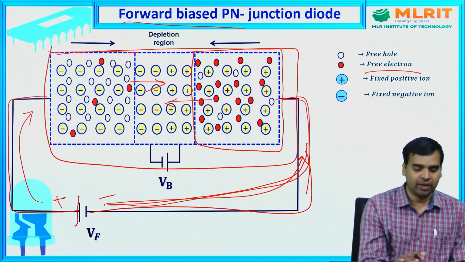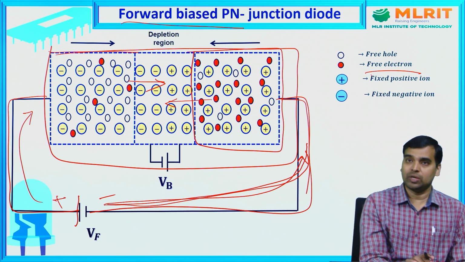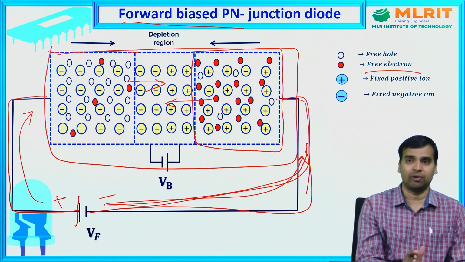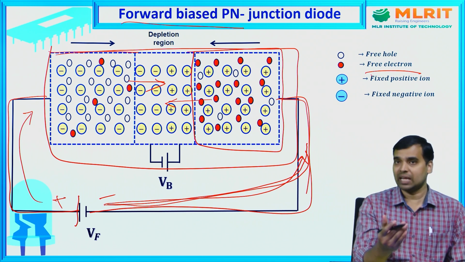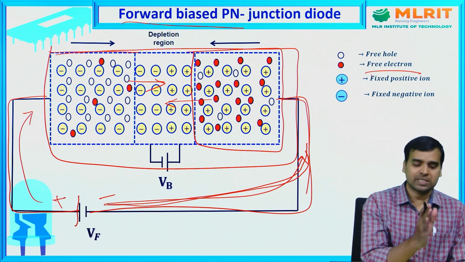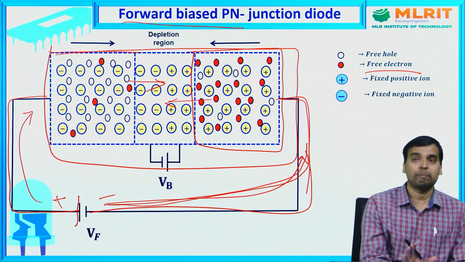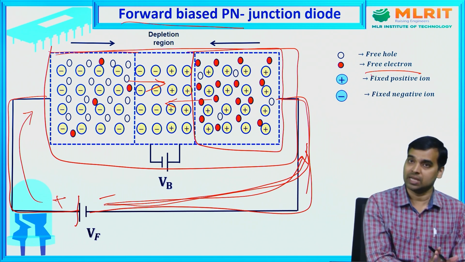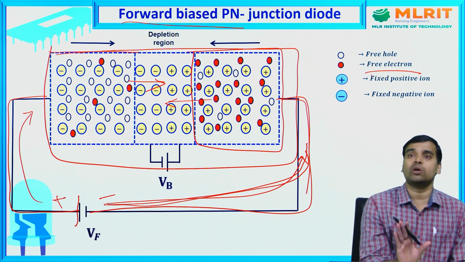In such a way, when we are increasing the forward voltage, up to a certain voltage there is no current flow. That voltage is called the knee voltage, which I will explain in the VI characteristic graph. So up to a certain forward voltage there is no current flow, but from a certain forward voltage onwards, there exists large current flow across the p-n junction diode.